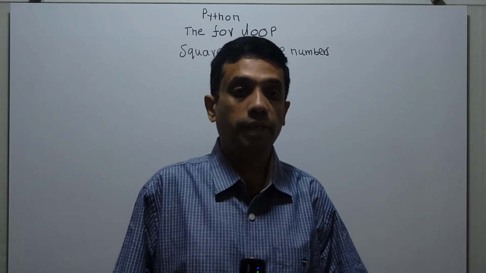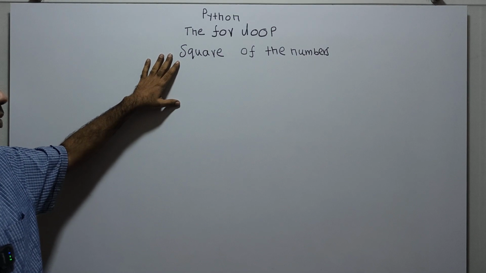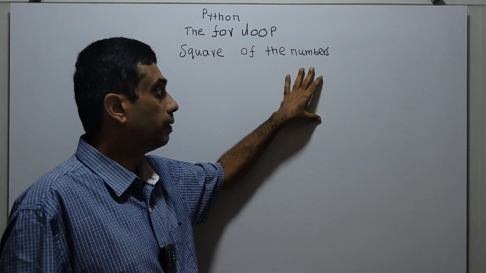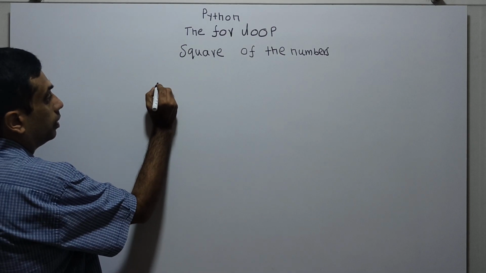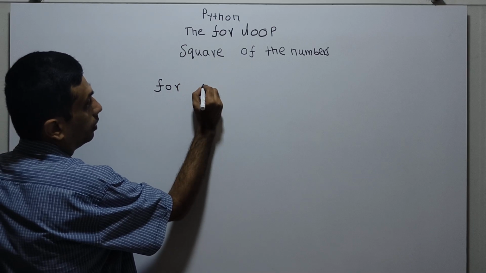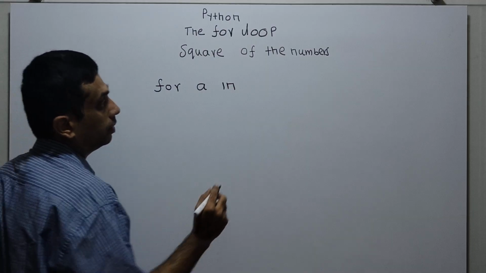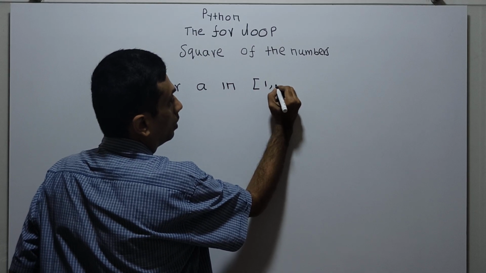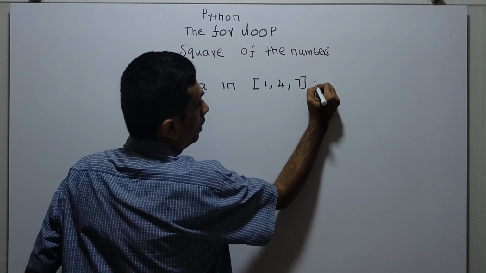Hello friends, we are going to write a Python program to calculate the square of the numbers in a sequence by using the for loop. Here I am writing a for loop. For a in — in is a keyword. Here I am giving a list 1, 4, 7 followed by a colon.